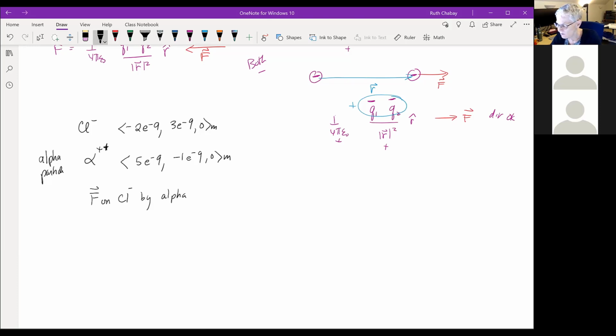So really all we need to do is calculate the vector R. Since the chloride ion is the system, because we want the force on it, the alpha particle is part of the surroundings. The vector R is equal to the position of the chloride ion minus the position of the alpha particle. And then we just plug and chug. Of course, the way I recommend doing this is by using Python, so let's do it that way.